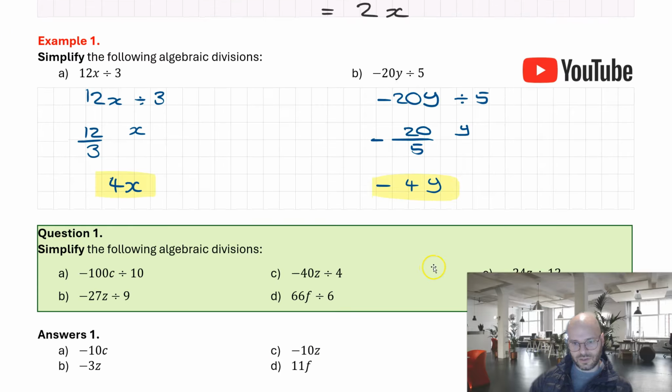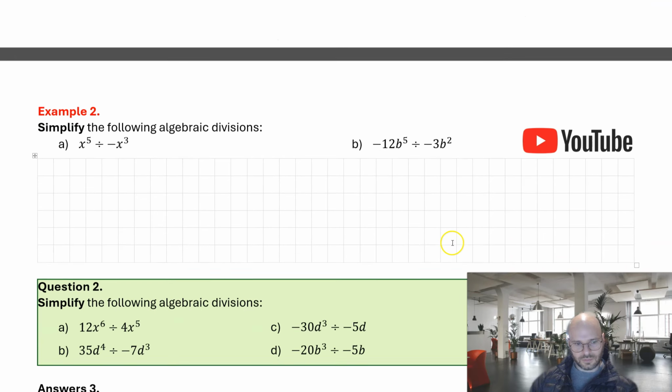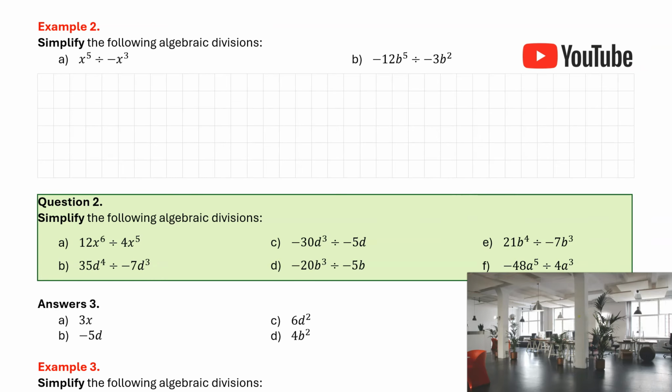Alright, let's look at something a little bit different. Example 2. We want to simplify the following algebraic divisions. We have x to the 5 divided by negative x cubed. Notice that we don't have any coefficients here. Because of this, there are no coefficients to gather. Instead, all we're going to do is focus on the variables, x to the 5, negative x to the 3.